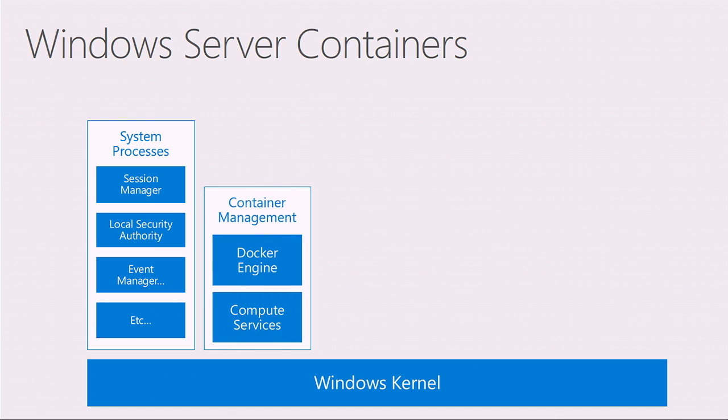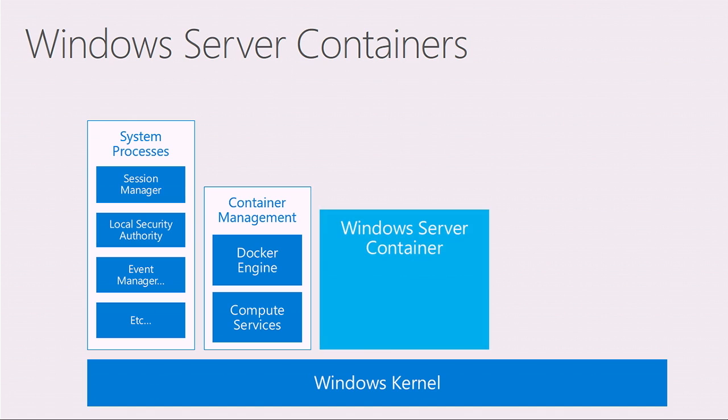Now, since we're running containers, we've got some container management. Say the Docker engine, and we've got our compute services that we just talked about, right? The host compute service and the network compute service. Now let's start up a Windows Server container. So what is a Windows Server container? Well, we talked about job objects, so it's represented by one of them. It's got a network interface because a computer without a network is really pretty pointless. And we've got some storage and registry interaction as well.